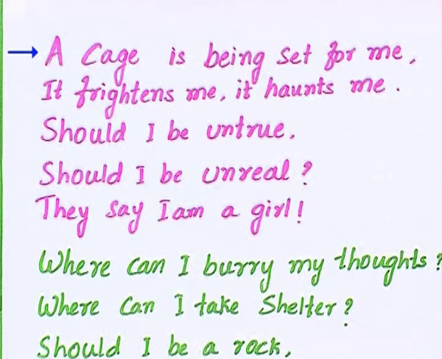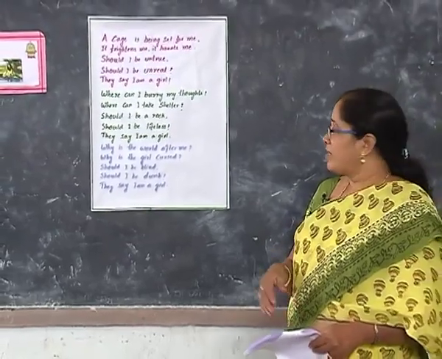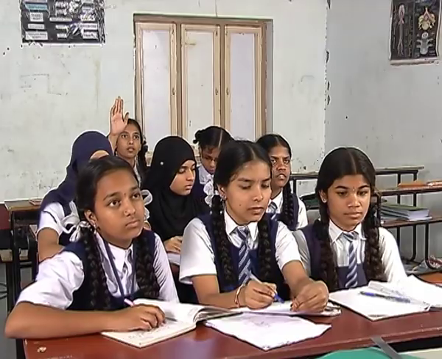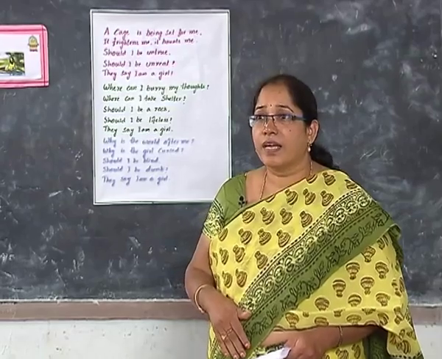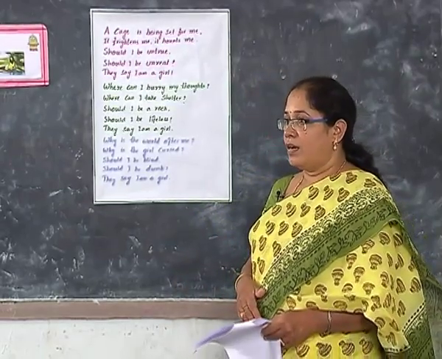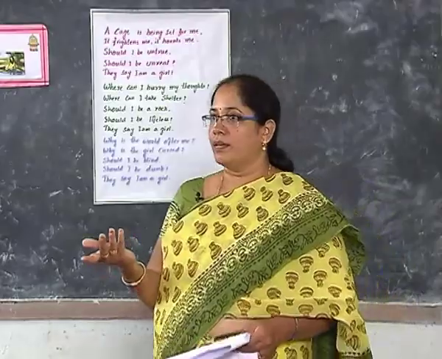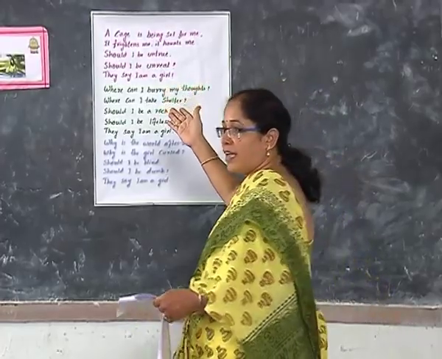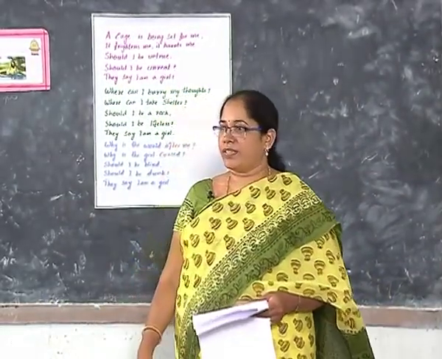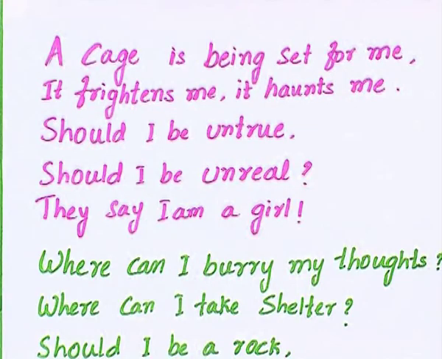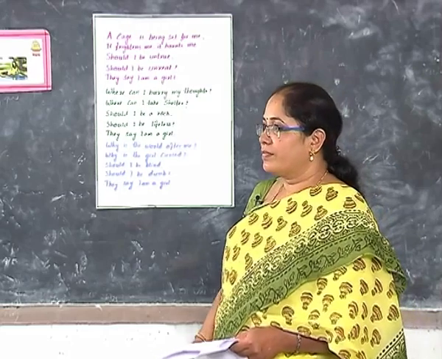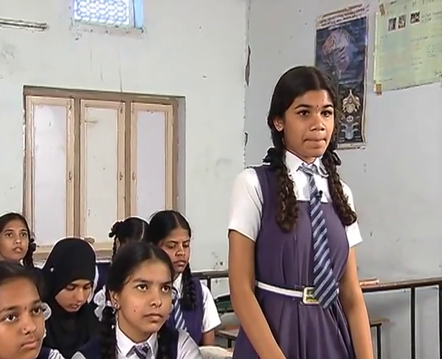What is the theme of the first stanza? Yes? The grief of the girl child. About what? She thinks that she is in a cage. Okay, do you all agree with this? Yes. Okay. Then what does the cage stand for? Yes. Lack of freedom.